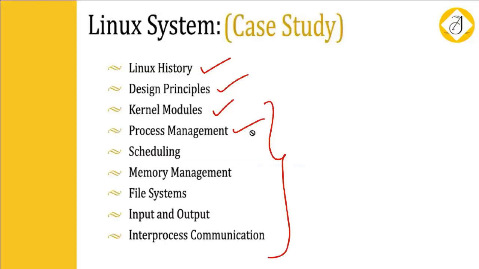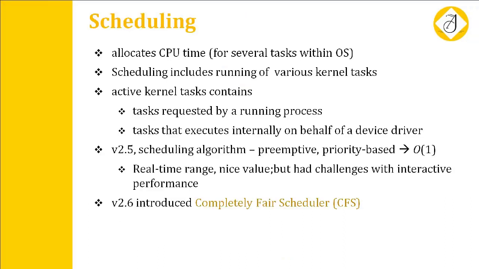So the process management has also been discussed, and the next topic to be covered is scheduling. So what do you mean by scheduling? Scheduling is the job of allocating the CPU time to different tasks within an operating system. While scheduling is normally thought of as running and interrupting of processes, it also includes the running of various kernel tasks. Running the kernel tasks consists of both tasks that are requested by the running process and the tasks that execute internally on behalf of the device driver.